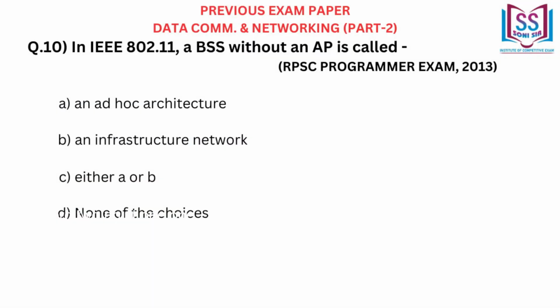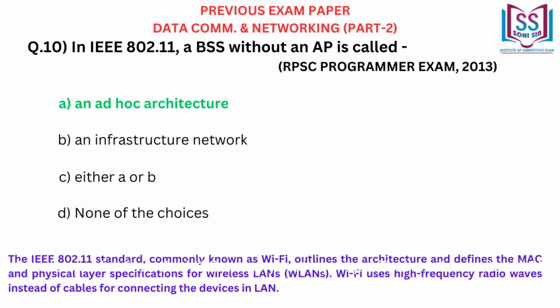In IEEE 802.11, a BSS without an AP is called: A. An ad hoc architecture. B. An infrastructure network. C. Either A or B. D. None of the choices. Correct: A. An ad hoc architecture.